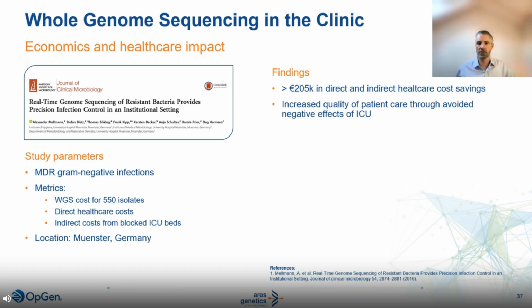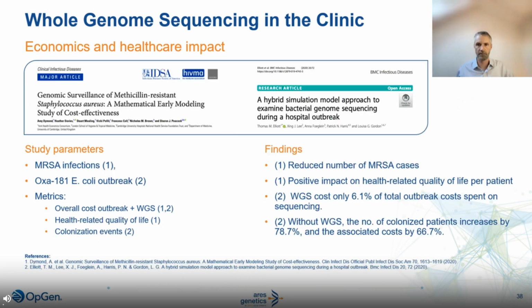Despite this conservative approach, the team calculated for this specific case involving again 550 isolates a total cost saving of 205,000 euros. As a positive side effect, the team also counted the avoided risks and detrimental health impact associated with patient isolation in an intensive care unit.